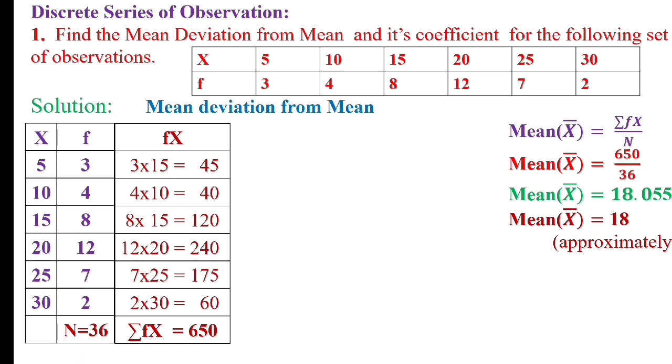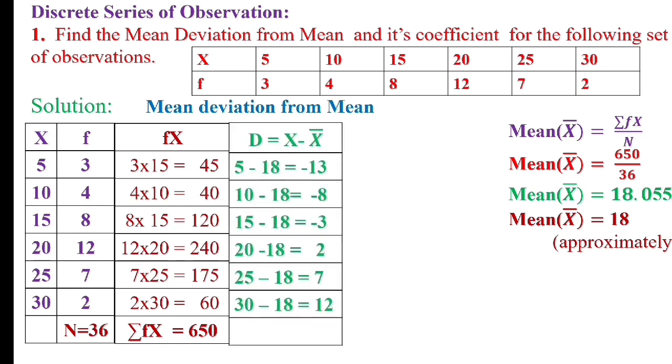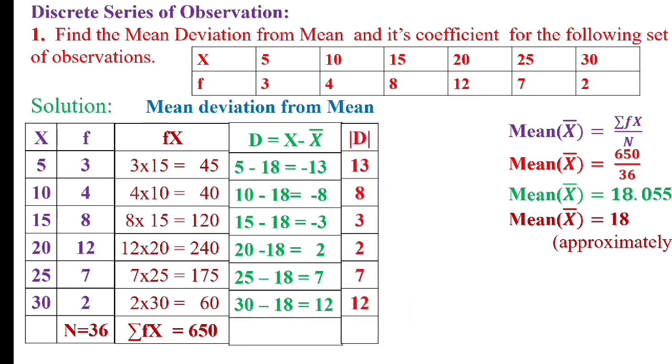Then we need to find the deviation. Deviation is equal to x minus x bar. Here we are finding it through mean. So 5 minus 18 is minus 13, 10 minus 18 is minus 8, 15 minus 18 is minus 3, 20 minus 18 is 2, 25 minus 18 is 7, 30 minus 18 is 12. Then we will find the value of modulus d, that is the absolute value. The negative sign will be removed and written as positive: 13, 8, 3, 2, 7, 12.